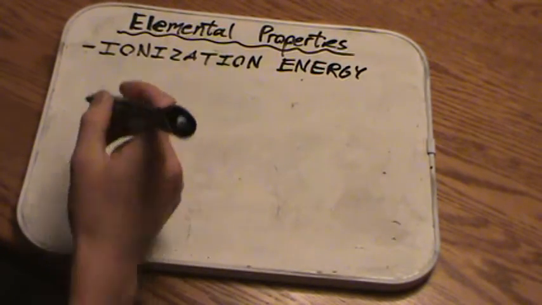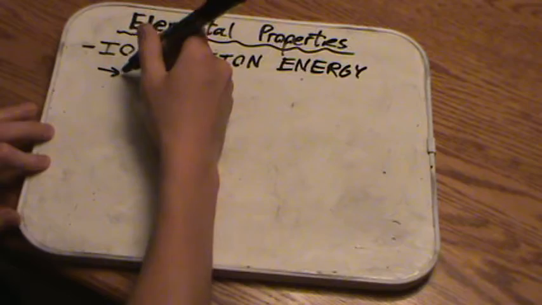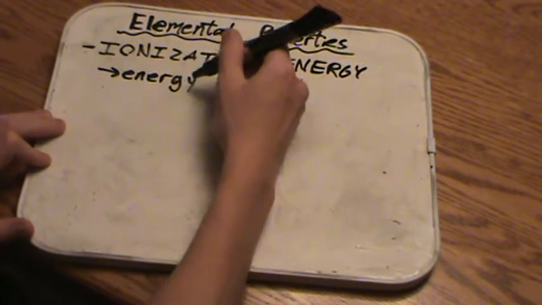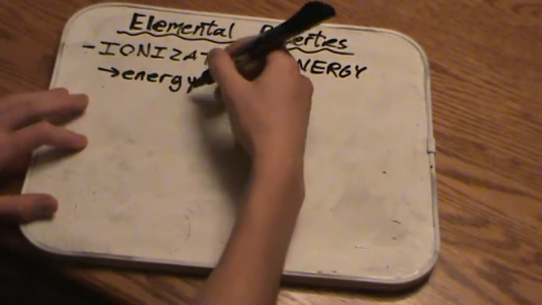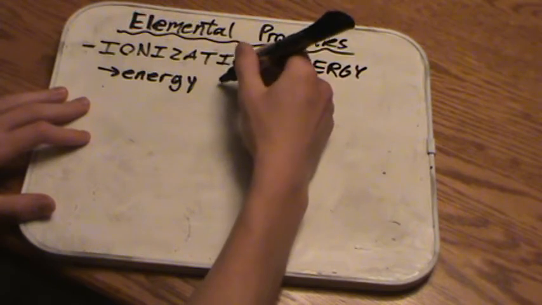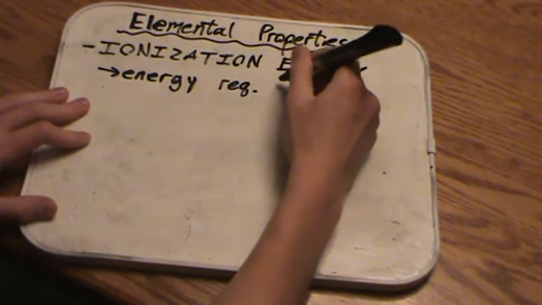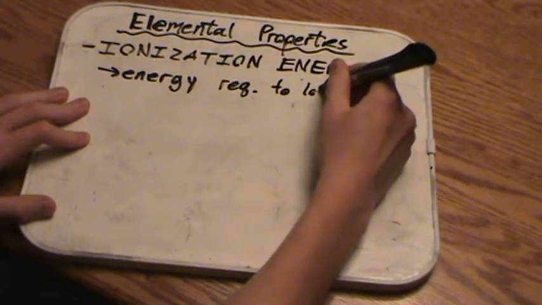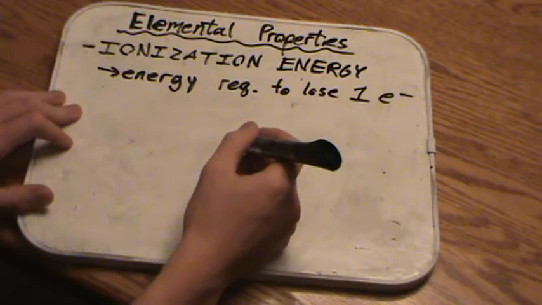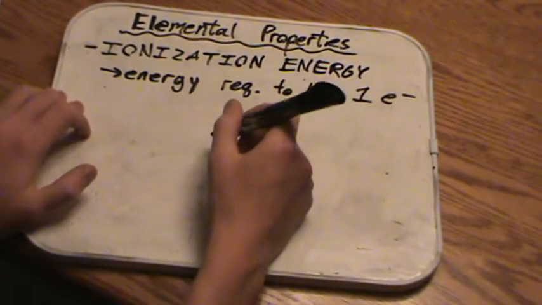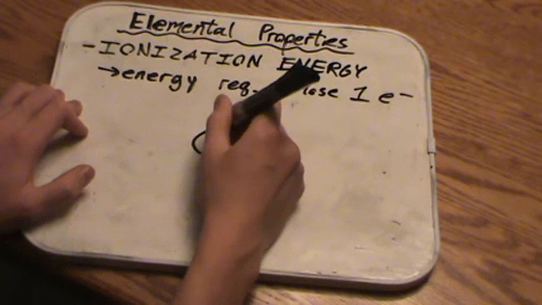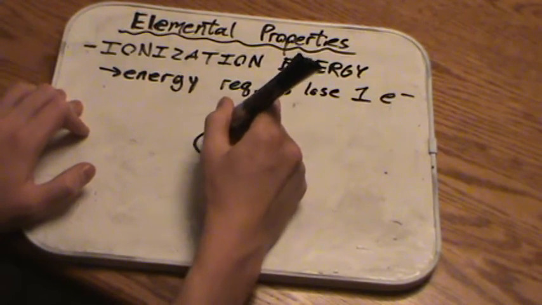Ionization energy is the energy required for an element to lose a single electron. We will draw a picture out and get a very good idea of what losing an electron means. Energy required to lose one electron. So let's draw out the lithium atom, because it is very easy. It only has 3 protons, 3 neutrons, and 3 electrons.